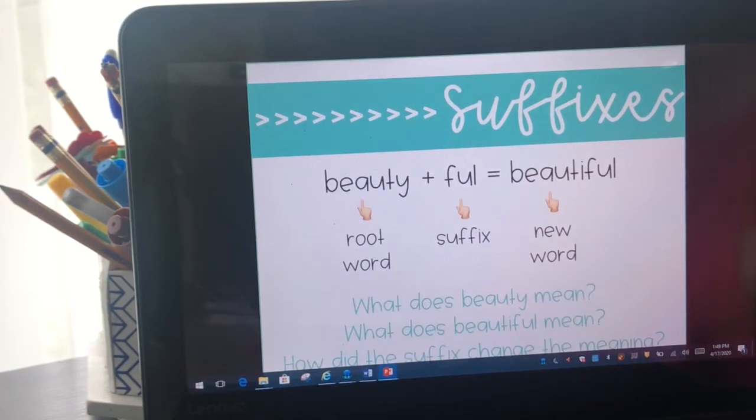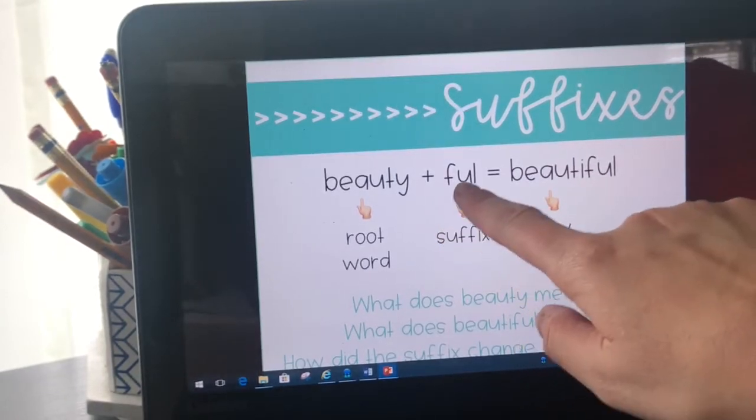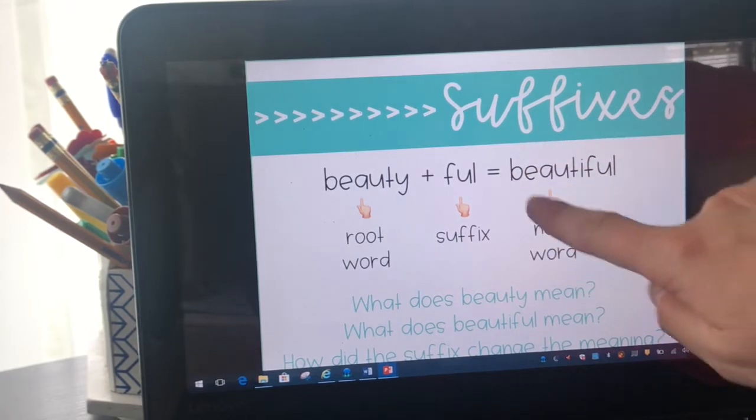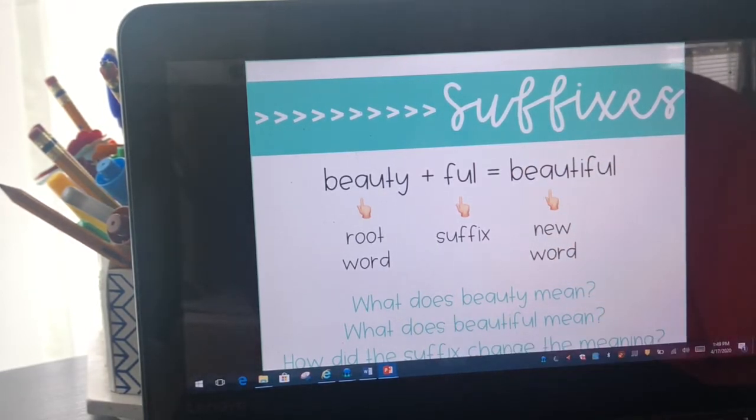For example, we have the word beauty. That's a root word, what we start with. And then we add the suffix full. And then together it means beautiful. So we have to think, what does beauty mean? And then we're going to ask, what does beautiful mean? And then how did the suffix change the meaning?